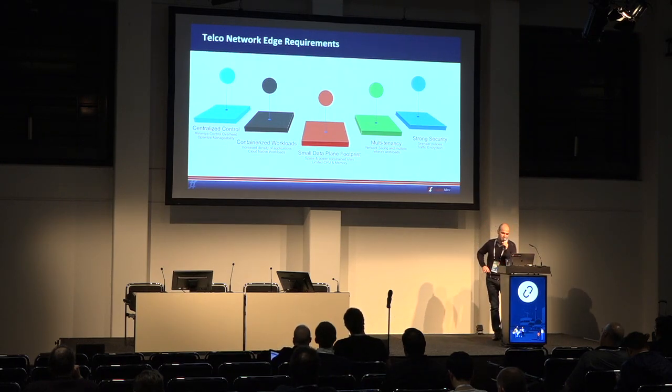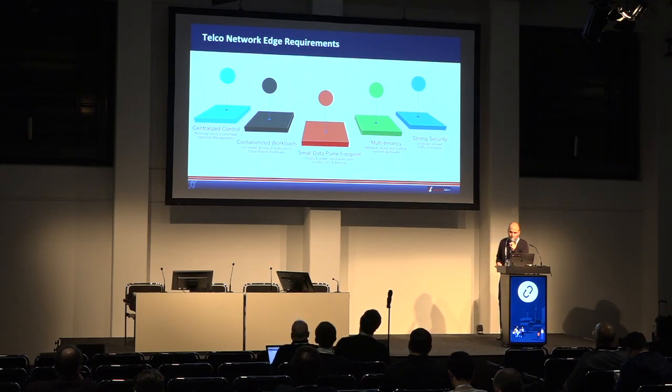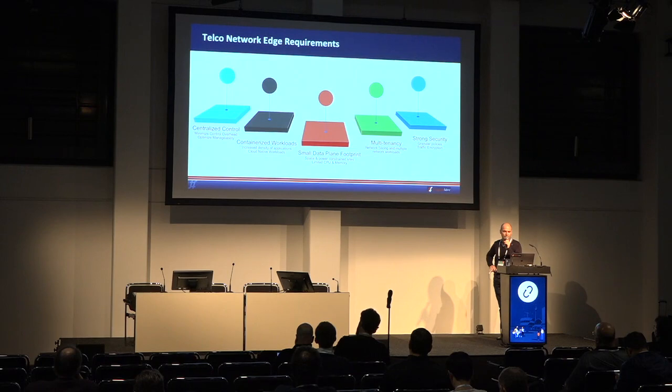Third requirement, always in the same context of how do I deal with the fact that I have very limited resource, is how to have a data plane, which in the case of Tungsten Fabric is vRouter, how to have a data plane which has a small footprint in terms of CPU and memory requirement.